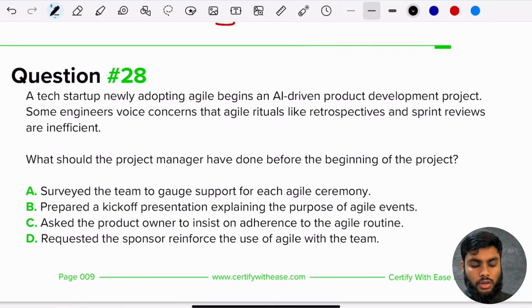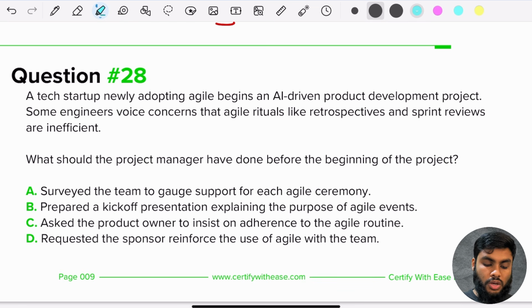A tech startup newly adopting Agile begins an AI-driven product development project. Some engineers voice concerns that Agile rituals like retrospectives and sprint reviews are inefficient. What should the PM have done before beginning the project, okay? So now we're going back to the past and we're saying, what should the project manager have done? Some people are saying, retrospectives and sprint reviews are inefficient when we know that they're very, very efficient. We need them. Okay, what should the project manager have done in the beginning of the project?